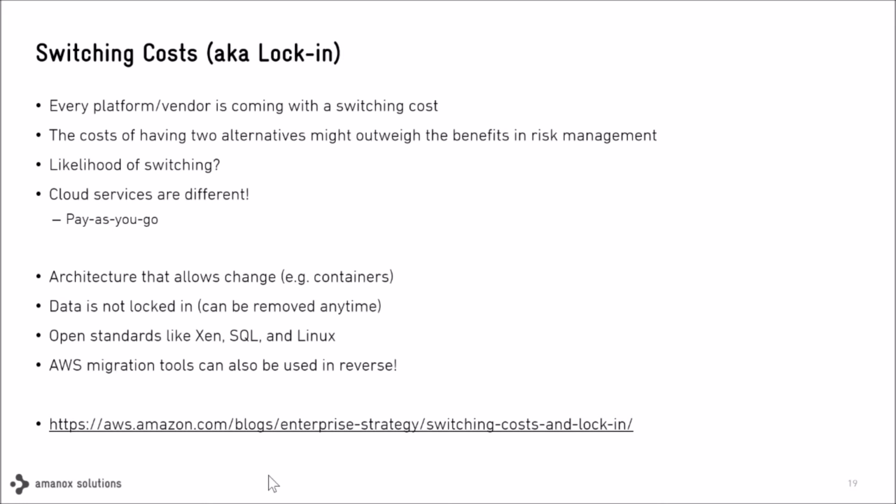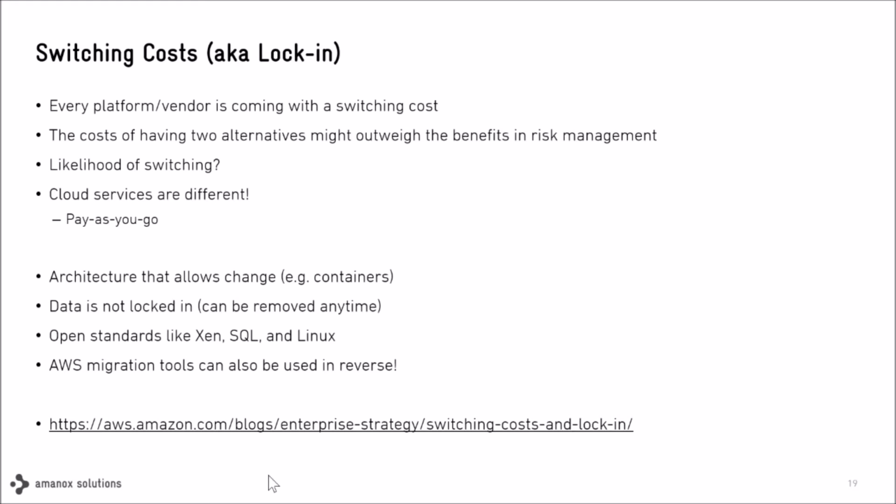So let's now approach the lock-in subject. The term lock-in, I think it might be misleading. Talking about switching costs would be more appropriate. I think you agree with me that switching costs have existed throughout the history of IT.